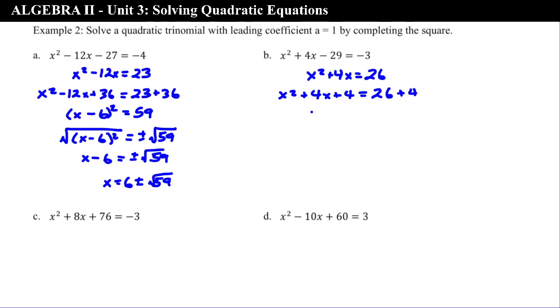So here we have a perfect square trinomial now. So the square root of the first, the square root of the last, the middle term is positive. 26 plus 4 gives us 30. So we take the square root of both sides.